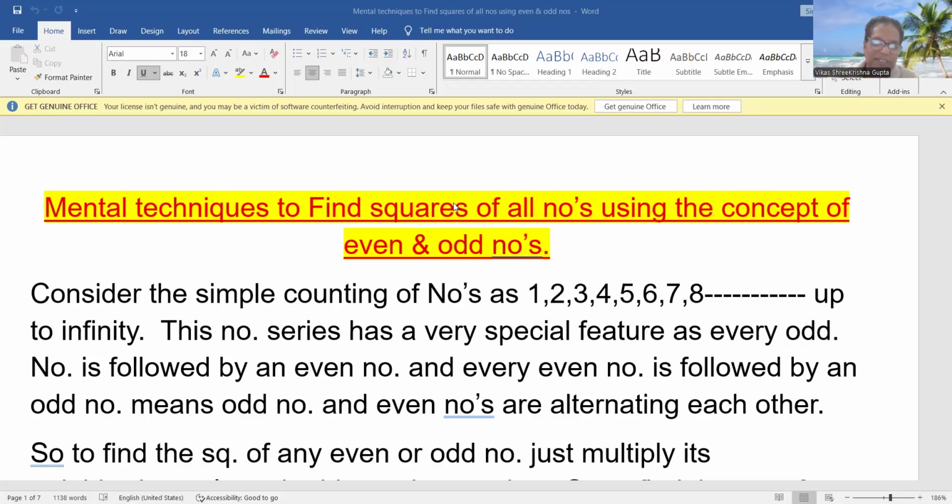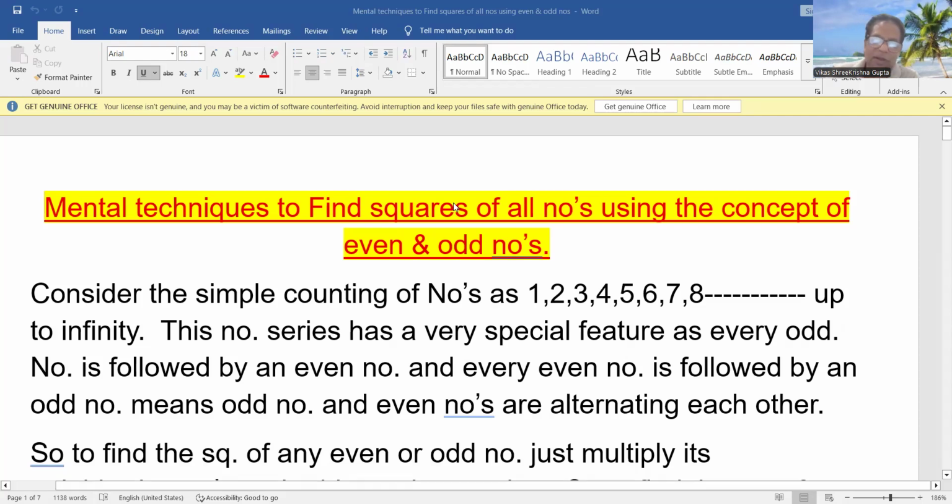To show you how you can find the squares, just come with me on my screen. So I'm sharing my screen with you. Now, as I told you, just consider simple counting of the numbers 1, 2, 3, 4, 5, 6, 7, 8, 9 up to infinity. There is no limit to this number series. It can go to infinity.